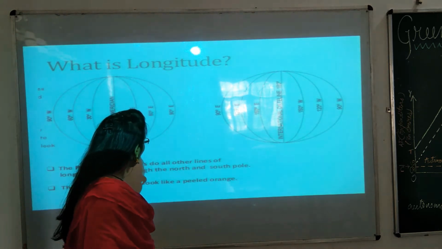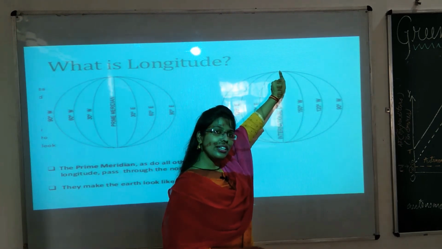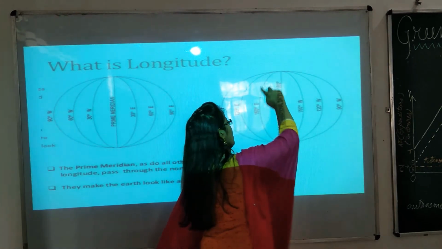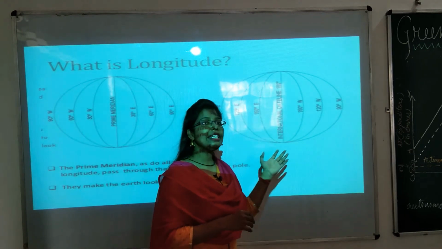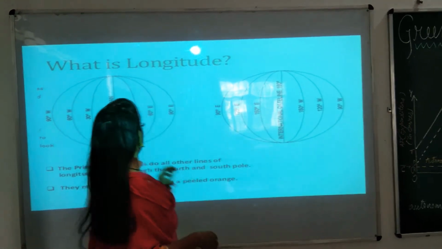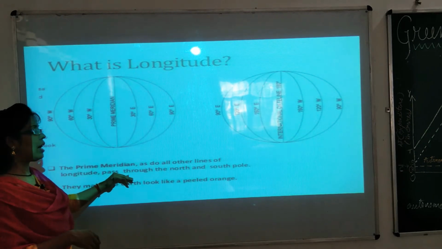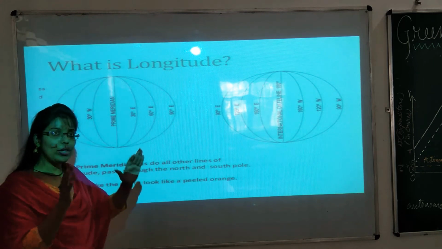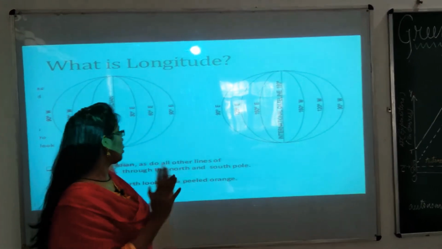Remember students, these lines pass from the north pole to the south pole. You can see it is coming from here. This pole is north and this pole is south. So they are passing from north pole to south pole, but they measure the degrees towards east and west. So the prime meridian, as do all other lines of longitude, passes through the north and south pole. Hopefully you have understood that these lines pass from north pole to south pole.